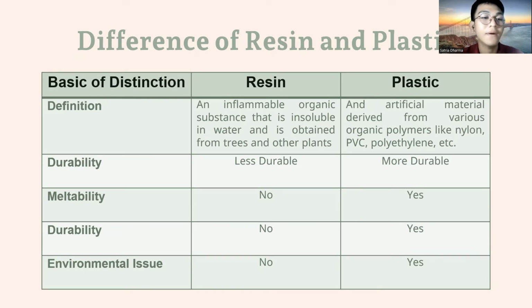From durability, resin is less durable, while plastic is more durable. From the meltability, resin has no meltability, while plastic has meltability. From durability, resin doesn't have the durability which plastic has. From environmental issue, resin has none, but plastic has the environmental issue.